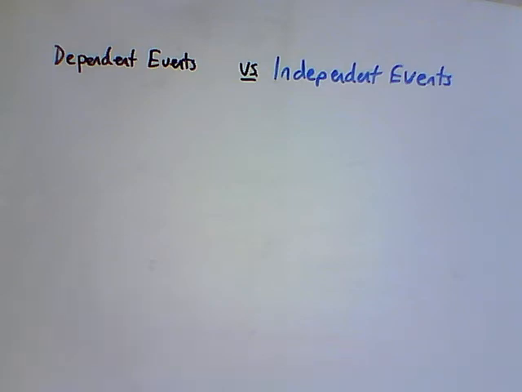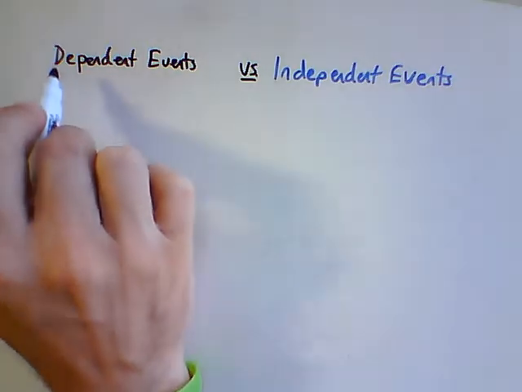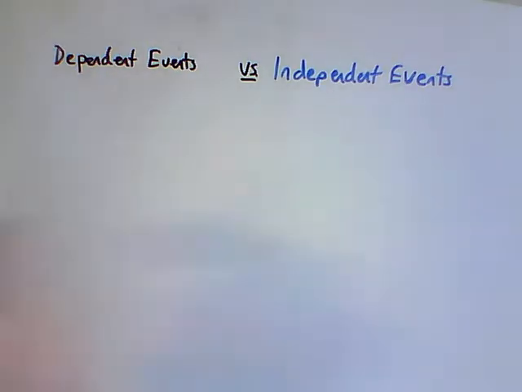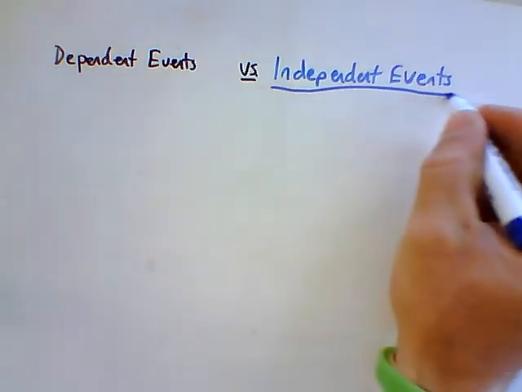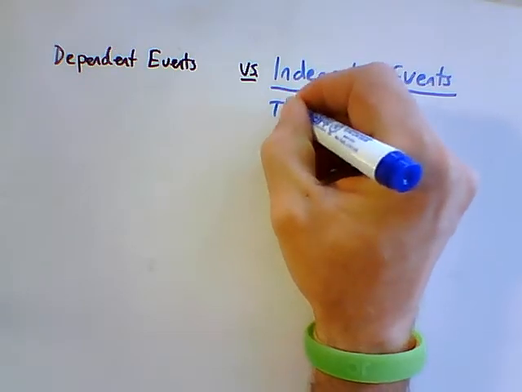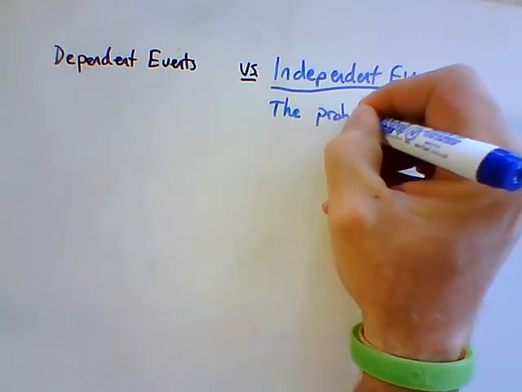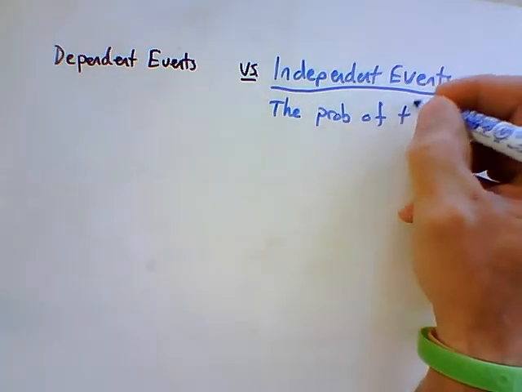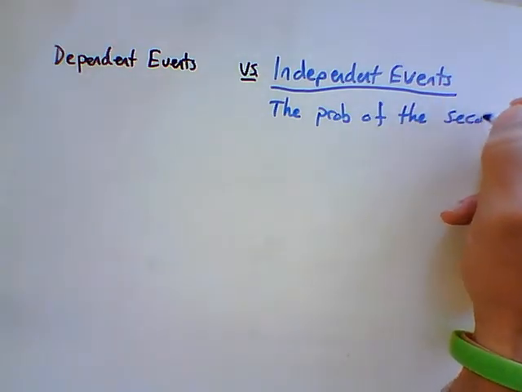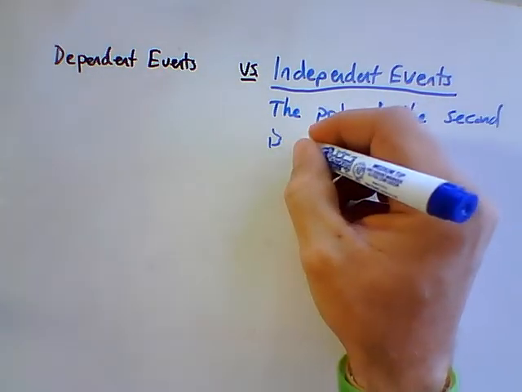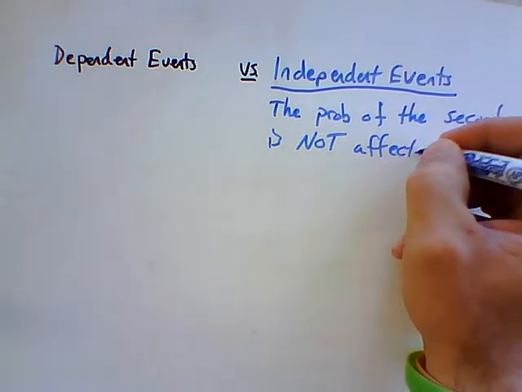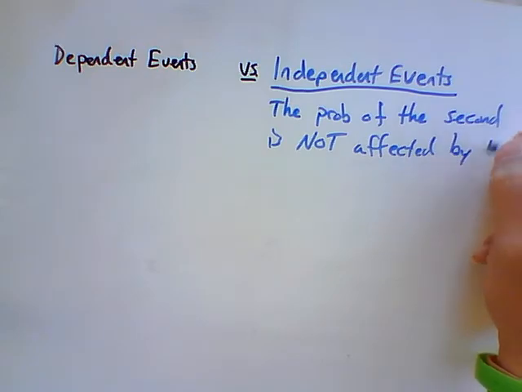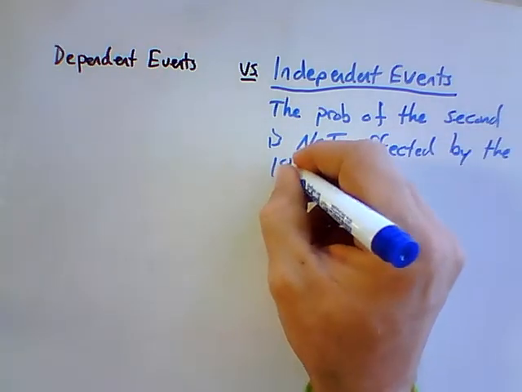Hello. Alright, so today I'm going to try to work on keeping straight the difference between dependent events and independent events. The big deal is if it's independent, then the probability of the second event is not affected by the first event.